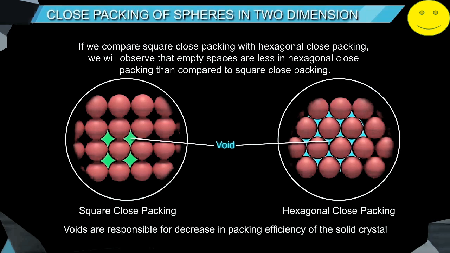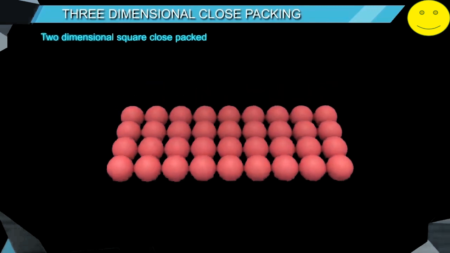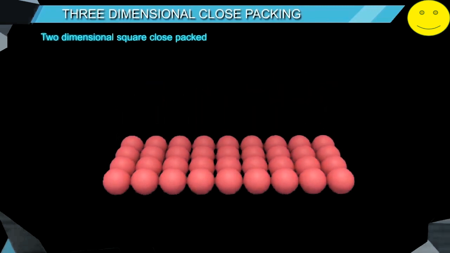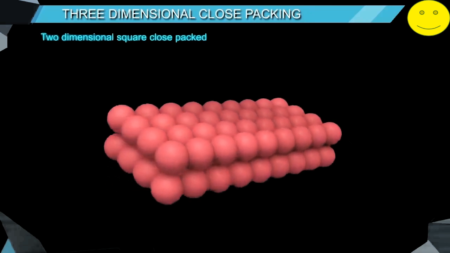Now let us study close packing in three dimensions. Three-dimensional close packing from a two-dimensional square close packed layer. This type of packing is attained by placing a two-dimensional square close packed layer above the first one such that the spheres of the second layer are just above the first layer. In this arrangement, the spheres of both the layers are perfectly aligned horizontally and vertically.